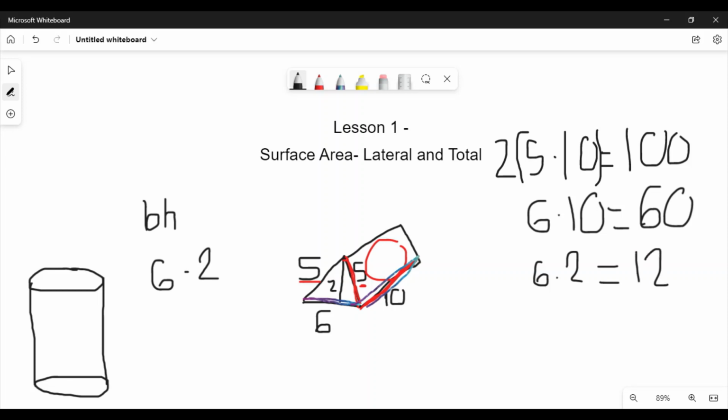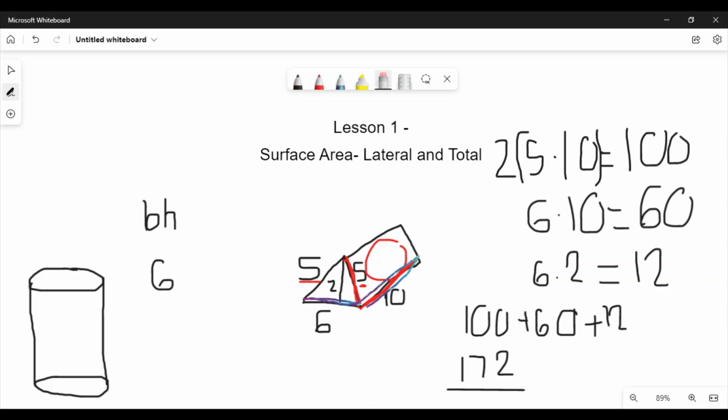And we add all of those up. 100 plus 60 plus 12. That's 172. And that is your total surface area. Now I'm going to show you the shortcut to this.